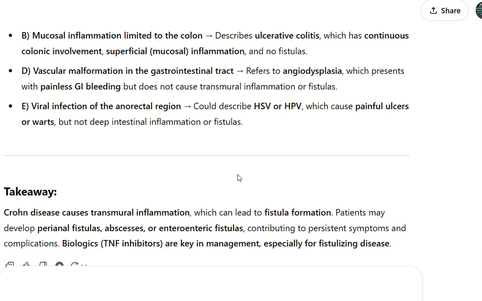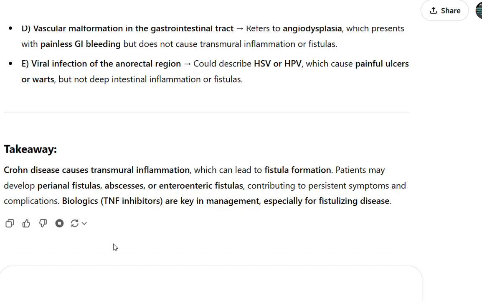Takeaway: Crohn disease causes transmural inflammation, which can lead to fistula formation. Patients may develop perianal fistulas, abscesses, or enteroenteric fistulas, contributing to persistent symptoms and complications. Biologics, TNF inhibitors, are key in management, especially for fistulizing disease.